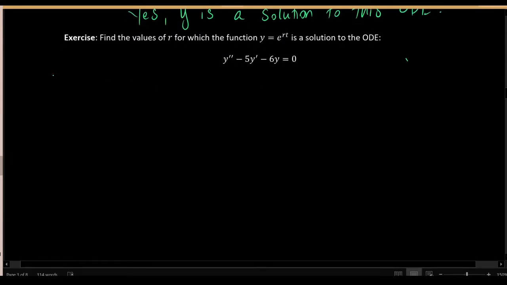Let's vary it up a little bit. In this exercise, they want us to find values of r for which the function e to the rt is a solution of the following differential equation: y double prime minus 5y prime minus 6 times y is equal to 0.